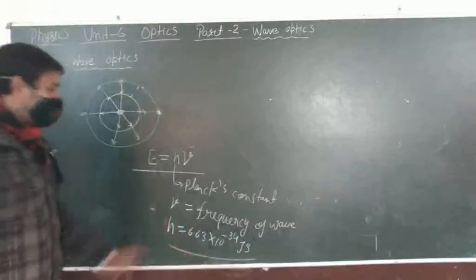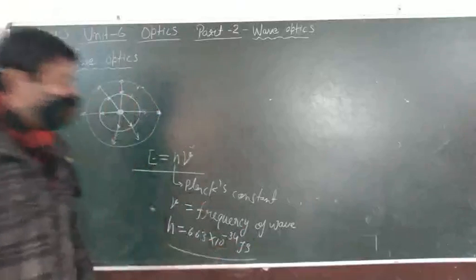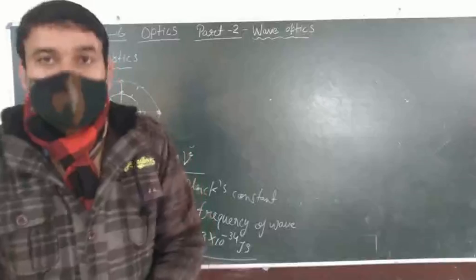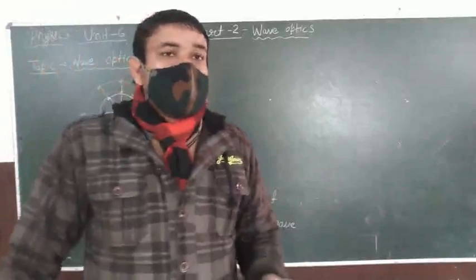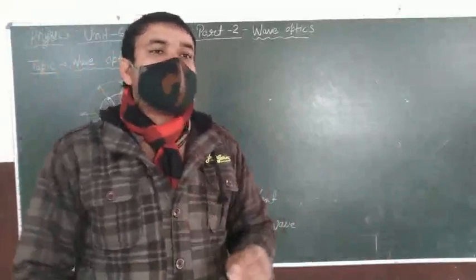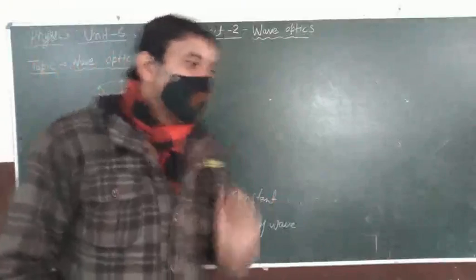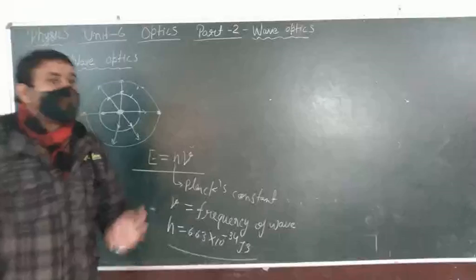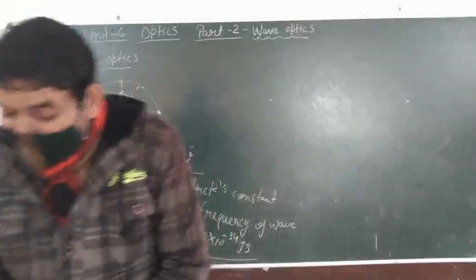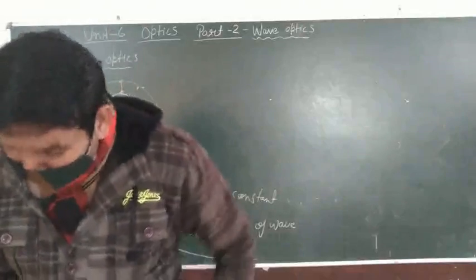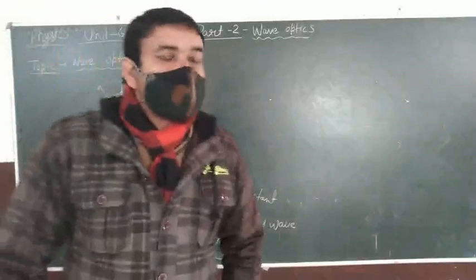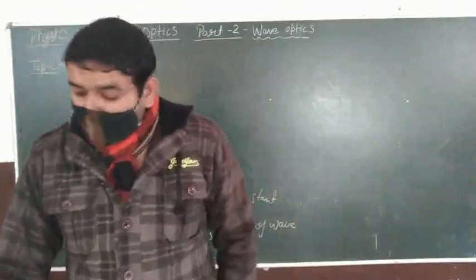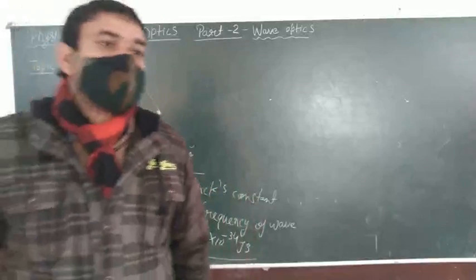This is the value of Planck's constant, and he also observed that every different color of light has a different value of frequency, so they have a different energy. Okay, now these are the basis of the quantum theory. Now we continue with wavefronts and rays.